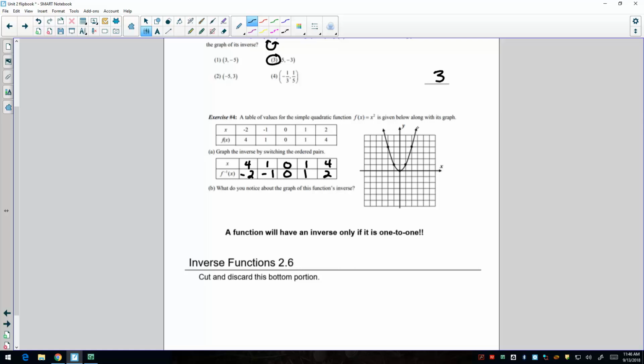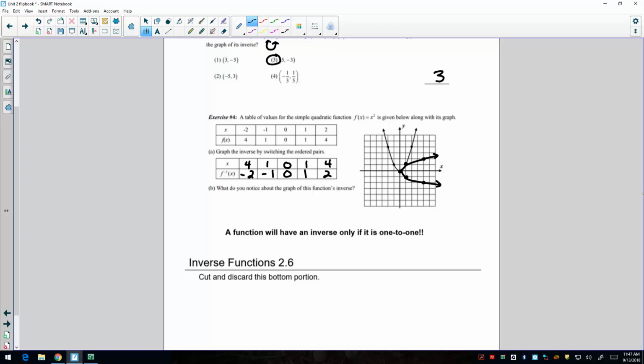Okay, so here's the graph of the x squared function. And now we're going to graph the inverse. Okay, so I'm going to plot the point over 4, down 2. I'm going to plot over 1, down 1, 0, 0, 1, 1, and then over 4, up 2. So basically, you will notice it has the same shape. The only difference is that it kind of flipped, it turned to the right.